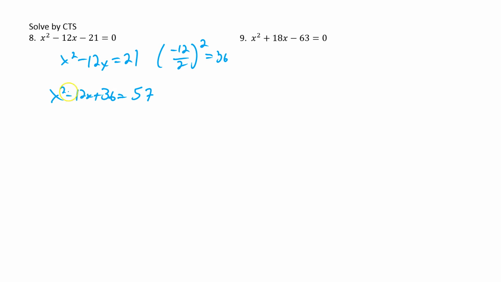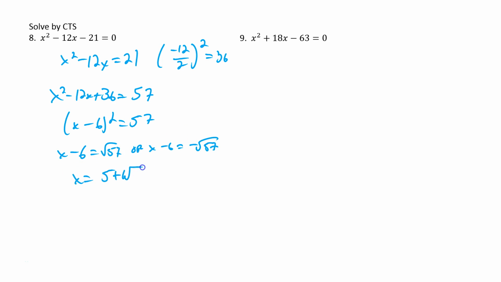So this left side now we should be able to factor to a perfect square. It looks like x minus 6 squared equals 57. So x minus 6 could be positive root 57, or x minus 6 could be negative root 57. Add 6. x is 5 plus root 57.